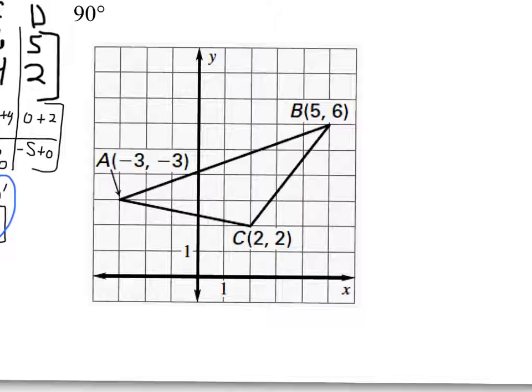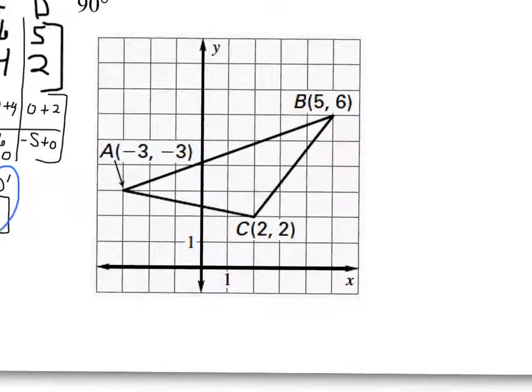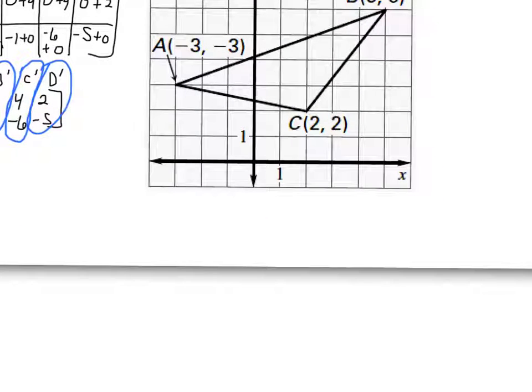A prime was at negative 3, negative 3. Ooh, looks like we're going off of the grid again. That's alright, we'll just estimate. Negative 3, negative 3. I'd say that's about right here. So that is where the new A prime is going to be, and I'll go ahead and label my coordinates.